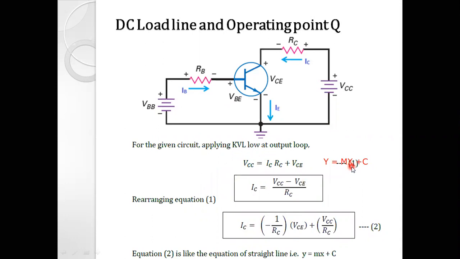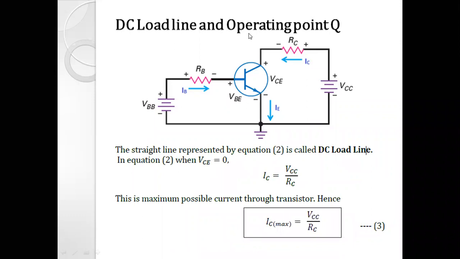And what is x over here? When we compare y is equal to mx plus c with this equation, x is nothing but VCE, and as I said, VCE is on the x-axis. And what is m over here? m is equal to minus 1 upon RC, that is the slope of the line, right? And what is c? c is nothing but VCC divided by RC. So by comparing this equation with our basic equation of the line, we get y, x, m, and c. And with the help of that, we can draw the DC load line on the output characteristic.